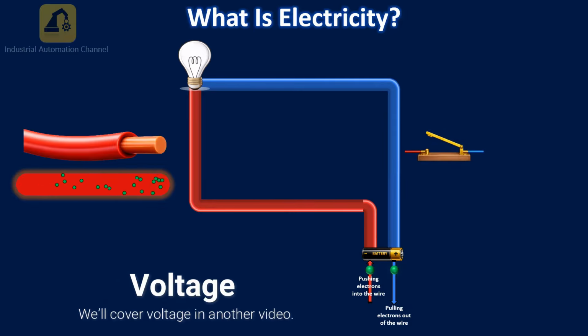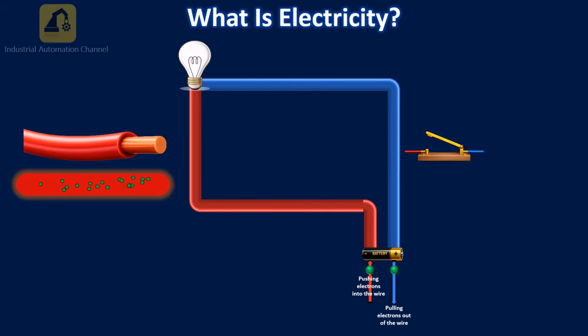When the switch is off, the path is broken. So even though the push and pull exist, nothing moves because there is no complete loop. Like a water pipe with a closed valve, pressure exists but there is no flow. Now when you flip the switch, you complete the loop, and then the electrons that are already inside the wires can move from the push side through the lamp and back to the pull side.